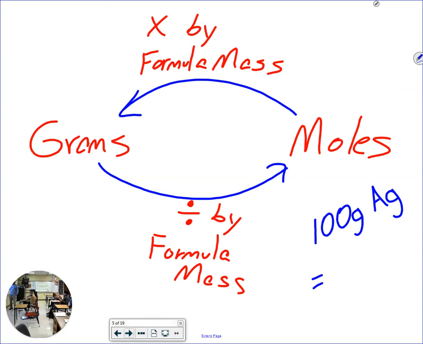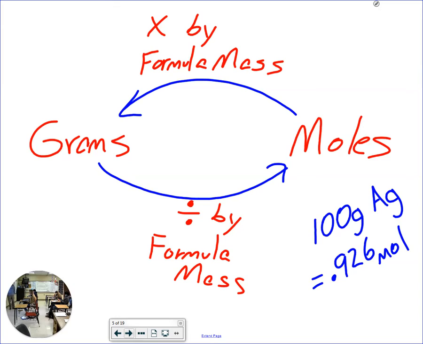0.926. That would tell me I've got 0.926 moles. And moles, you just write M-O-L instead of writing M-O-L-E-S. It's not much of an abbreviation, but you know, it's a thing.